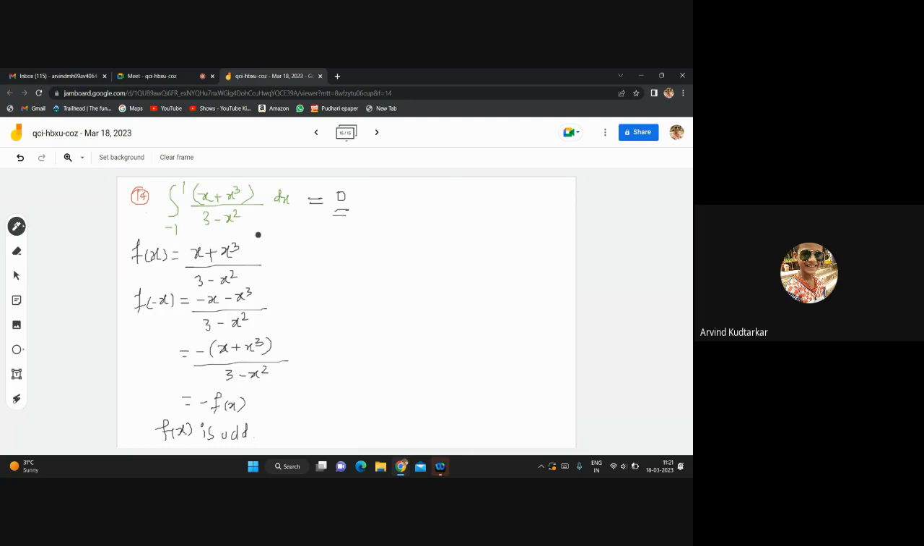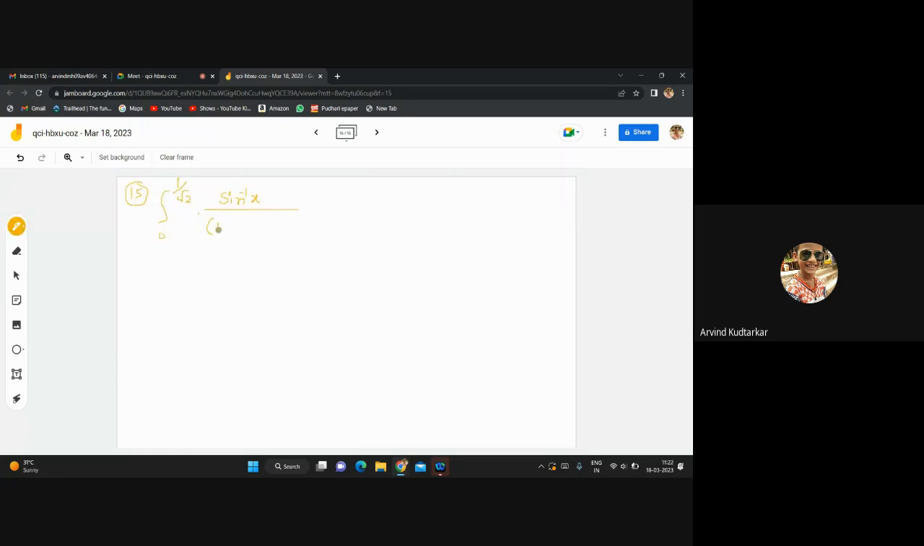Integral from 0 to 1 upon root 2 of sin inverse of x upon (1 minus x square) raised to 3 by 2 into dx.